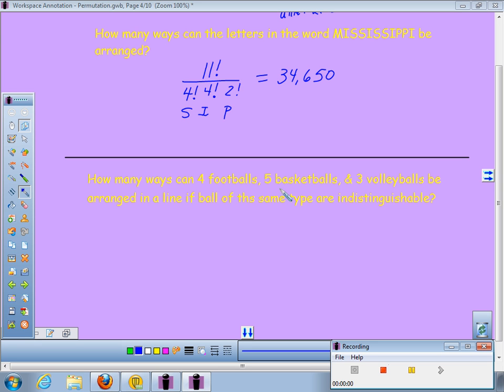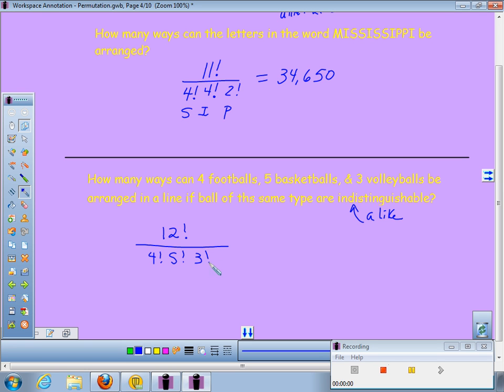Yeah, you can't tell them apart. They look alike. So therefore, yes, you do like you did at the top. That means alike. So yes, okay. Where's Casey getting 12 factorial? Yep, add them all up. There's 12 total. Yep. Exactly. 4 factorial, 5 factorial, and 3 factorial.